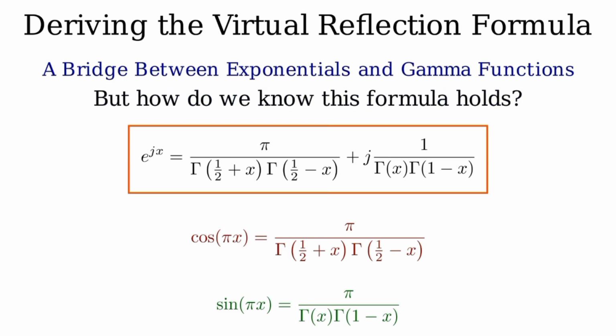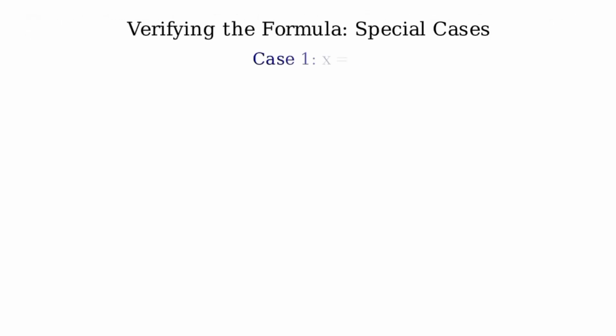But how do we know this formula actually works? Let's verify it for specific values of x. Case 1, when x equals 1. Left side: from the virtual Euler formula, we know that e^(j·1) equals e^j, which equals -1.